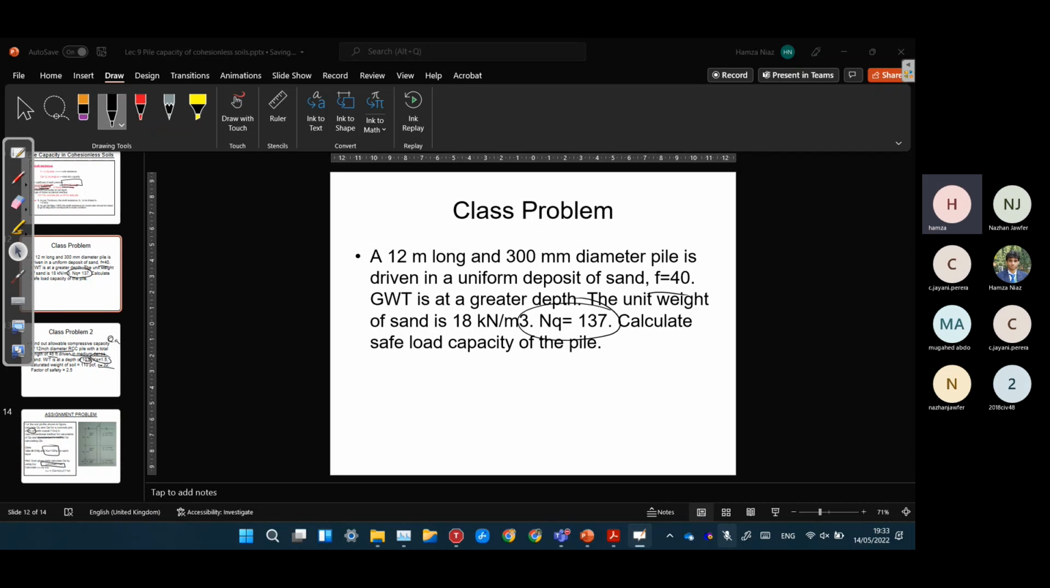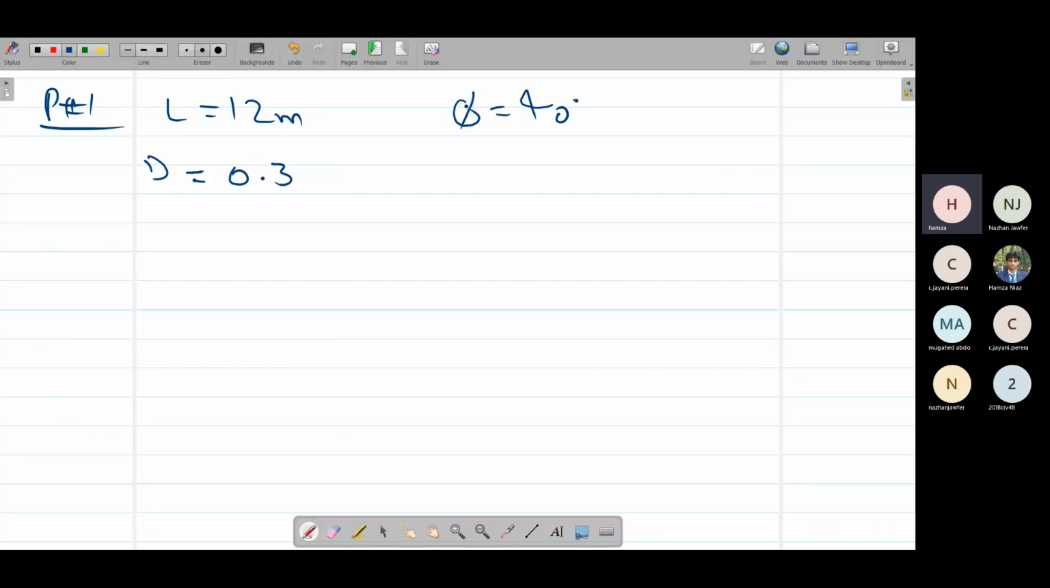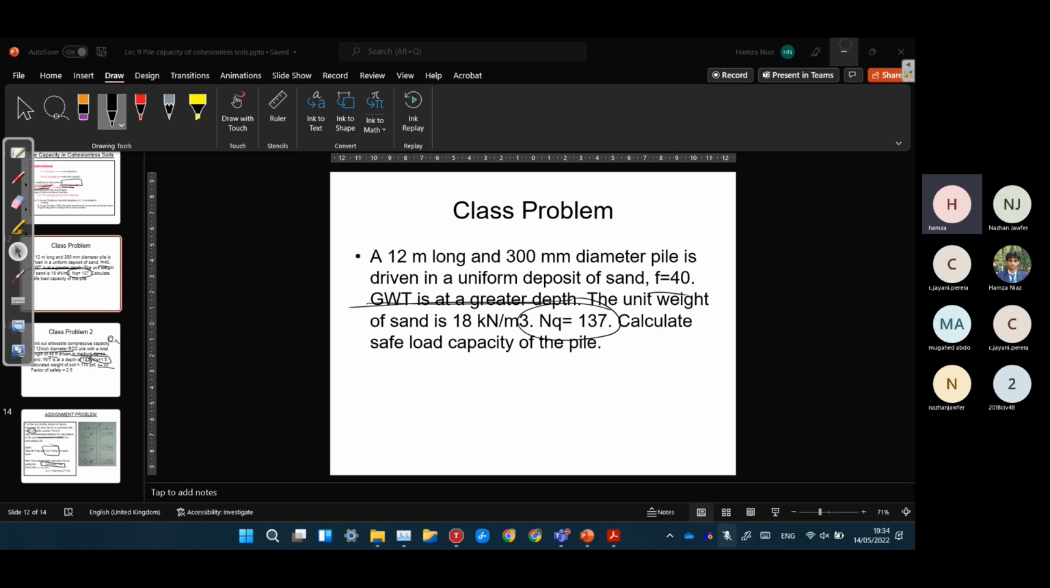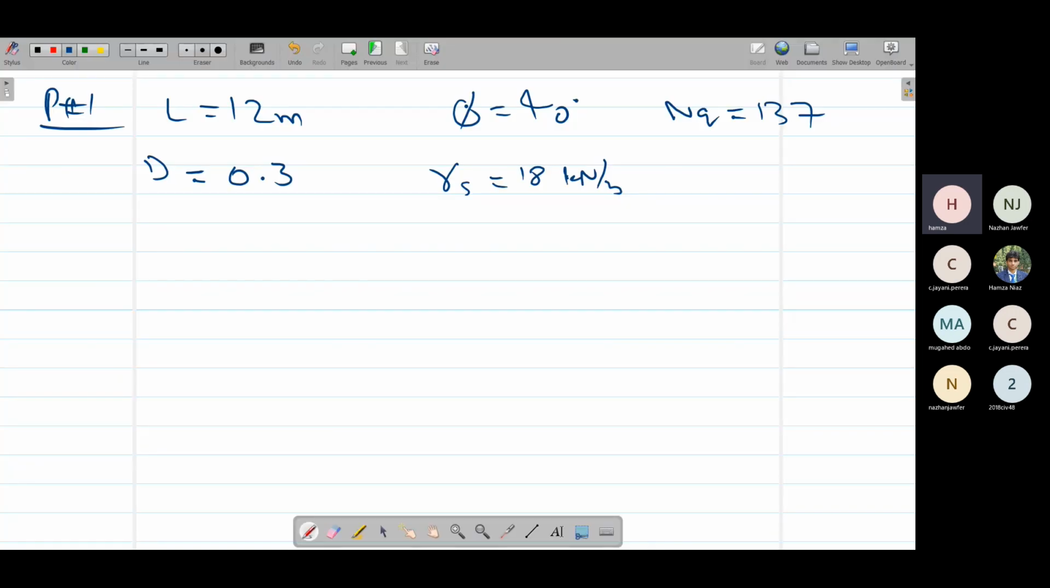The groundwater table is at greater depth, so we are ignoring this. The unit weight is 18 and Nq is 137. So gamma of sand is 18 kilonewton per meter cube and Nq value is 137. We have to determine its safe load capacity, that is, its allowable load capacity. So this is the data.